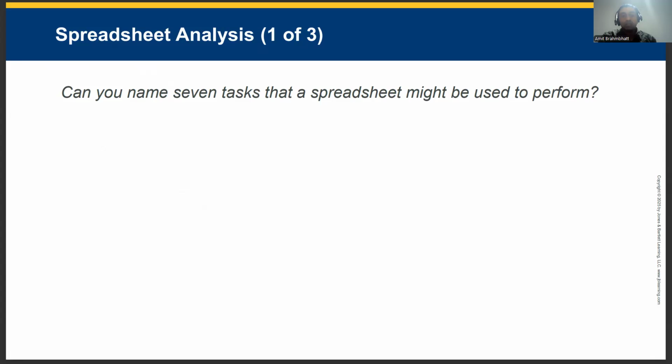So think of 7 tasks a spreadsheet might be used for. Common uses include budgeting, inventory tracking, data logging, forecasting, scheduling, and more. Spreadsheets are extremely versatile. They are used anywhere people need to store numbers and analyze patterns. Later slides provide sample answers, but at this point, the main idea is to think creatively about how spreadsheets can help organize information.